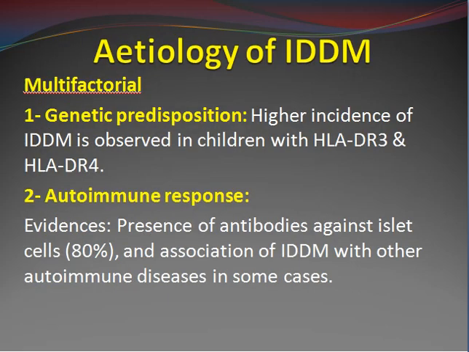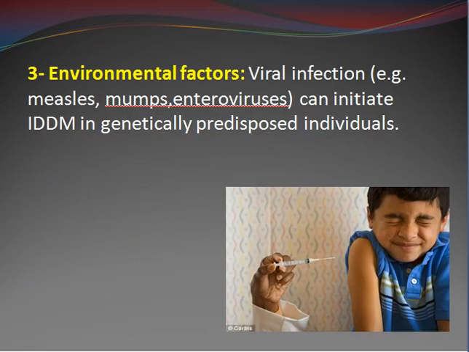Etiology of insulin-dependent diabetes mellitus is multifactorial. First, we have genetic predisposition. A higher incidence of insulin-dependent diabetes is observed in children with human leukocyte antigen DR3 and DR4. Second, autoimmune response, evidenced by presence of antibody against the islet cells in about 80% of the patients, and association of insulin-dependent diabetes mellitus with other autoimmune diseases in some cases. Third, environmental factors. Viral infection, for example measles, mumps, enterovirus, can initiate insulin-dependent diabetes mellitus in a genetically predisposed individual.